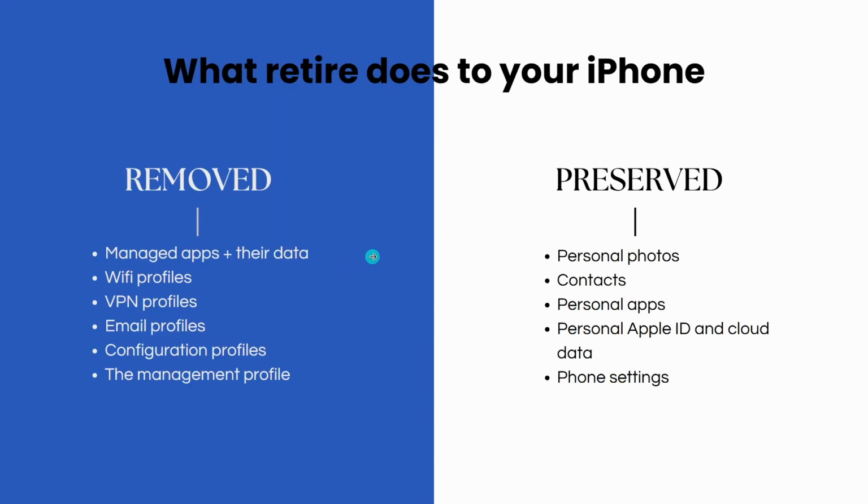So, let's understand what retire does to your iPhone. Let's look at what is removed and what is preserved over here. All the managed applications along with their data are gone. Wi-Fi profiles, VPN profiles, email profiles, configuration profiles. In fact, the entire management profile is being removed. None of your personal photos, contacts, personal apps, personal Apple ID and cloud data, or your phone settings are removed.